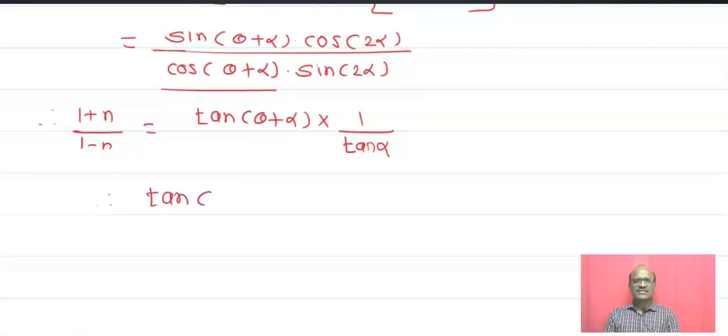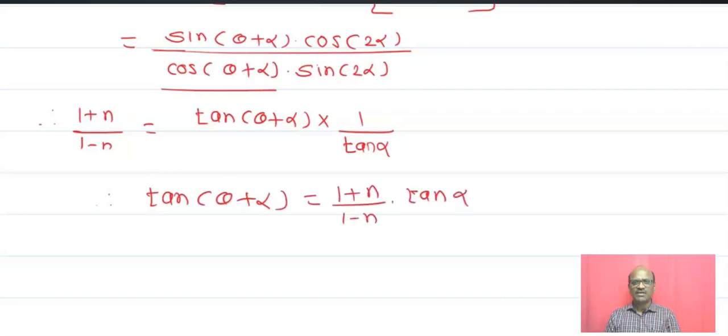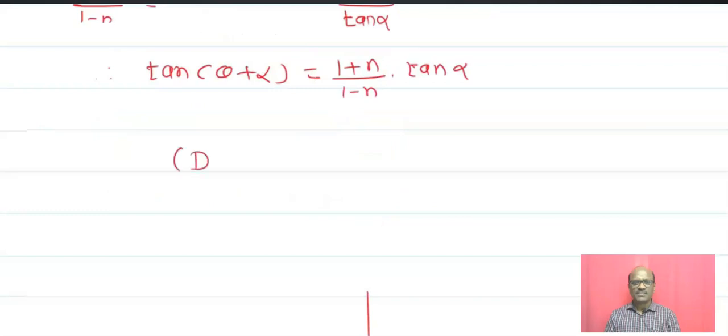Now next, therefore tan of (theta + alpha) is equal to (1 + n)/(1 − n) into tan of alpha. Therefore option D is the correct one.